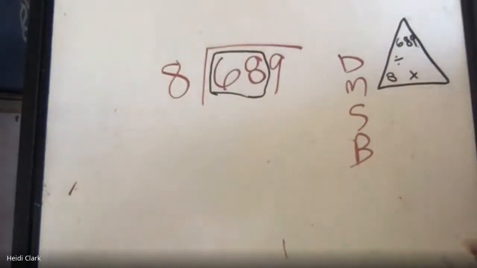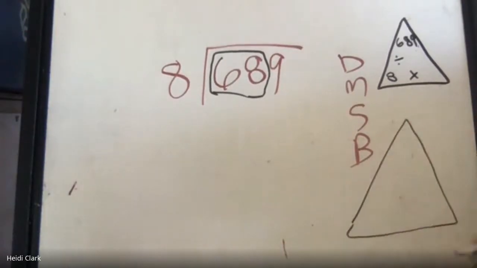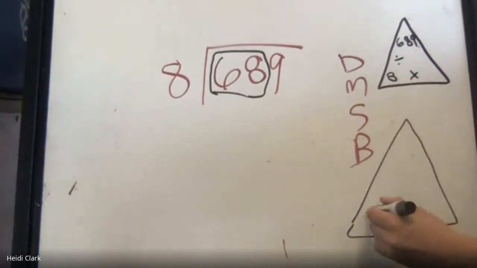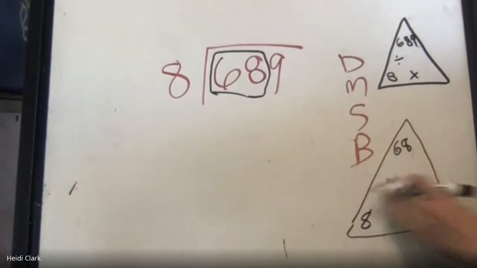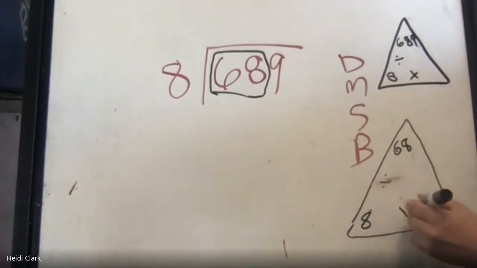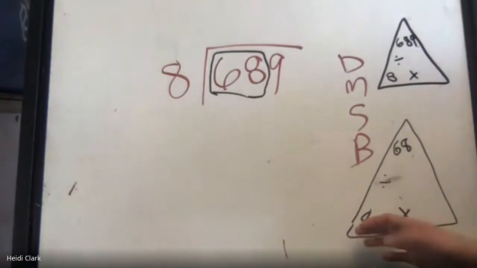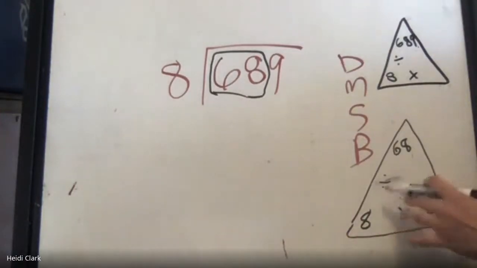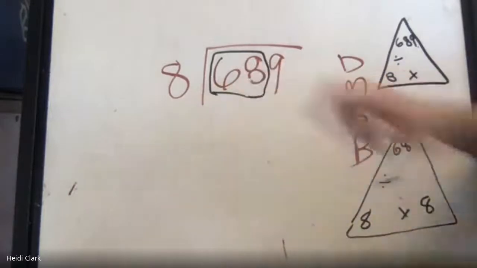This is a great time to know your multiplication tables, or to go get a multiplication table, because you need to know what's the closest you can get to 68 with an 8. 8 times what equals 68? I'll give you a clue. You can get up to 64. That's the closest you can get. 8 times something is 64. Skip count your 8s. Figure that out. 8 times 8 is 64. That's the closest you can get to 68. You can fit 8 8s into this number.